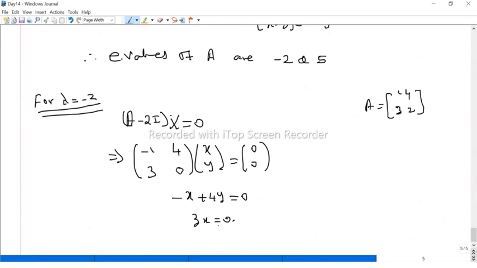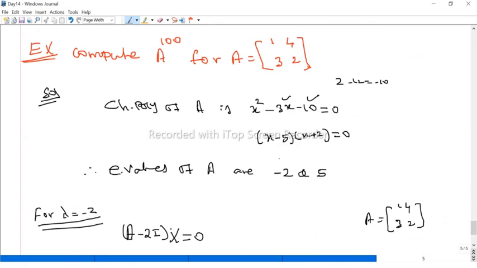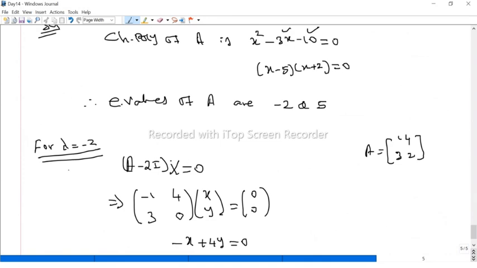Right? So therefore, in that case, you can directly say minus 4 and then 3. Maybe I did some mistake. Is it correct? No. So we can take 1, 4. Oh, sorry. This actually, minus 2 means it should be plus. That means you get to add 2. Yes, the eigenvalue is minus 2. So therefore, what you'll get?